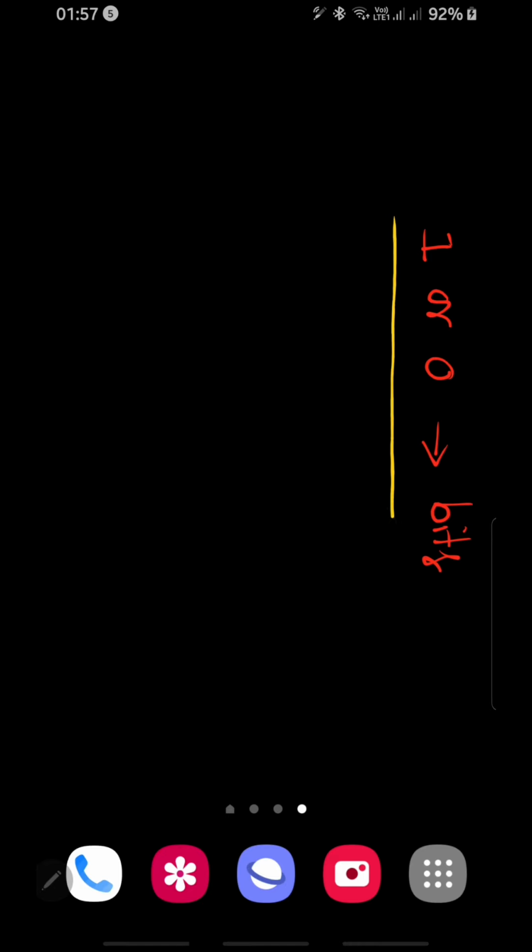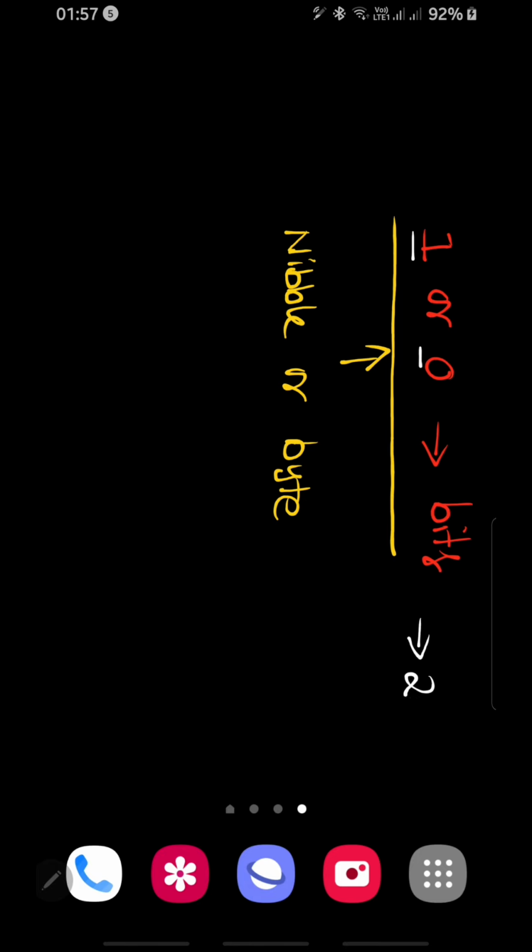Okay, let us implement the binary number system. Binary numbers are 0 or 1, and we call these bits. Whatever data we have to implement in the binary system must be in the form of a nibble or a byte. 1 and 0, how many numbers? 2 numbers. 2 numbers means the base is 2. At the same time, each digit is expressed in a power of 2.